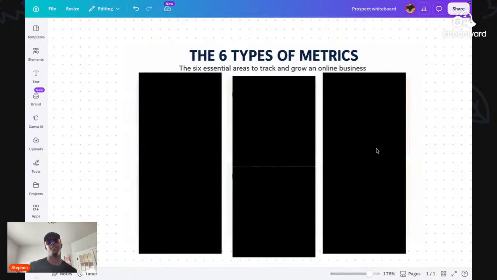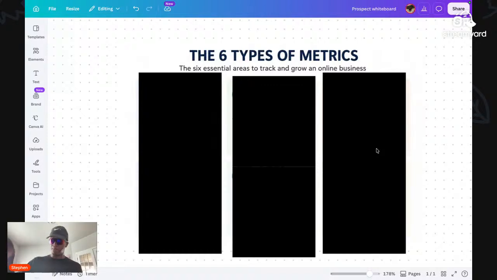The 6 types of metrics that you need to track to grow your online business. Now, I'm not going to get into all the acronyms for each of these 6 types because it's going to take about an hour for me to explain properly. But what I am going to do is explain the types and keep it general for you, because most people's understanding of metrics is traffic and how much money they make off of that traffic, right? And there's a whole lot more that goes into it.